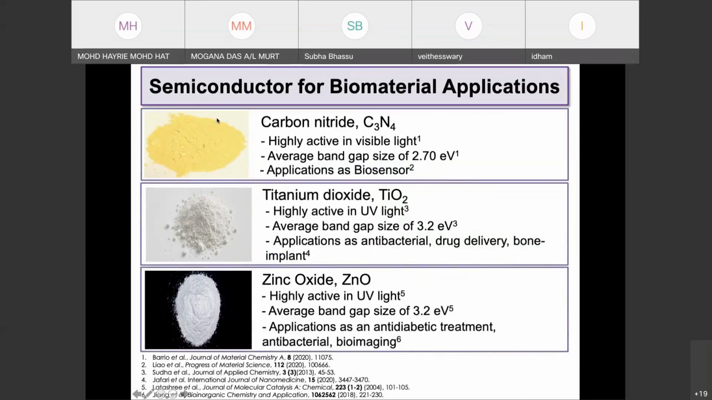We know that the semiconductors for biomedical applications include carbon nitride, titanium dioxide, and zinc oxide. These are the three semiconductors that have applications in biomaterials. For example, carbon nitride is applied as a biosensor, titanium dioxide has been used for antibacterial drug delivery and bone implants, and zinc oxide is applied as an anti-diabetic, antibacterial, and for bioimaging.